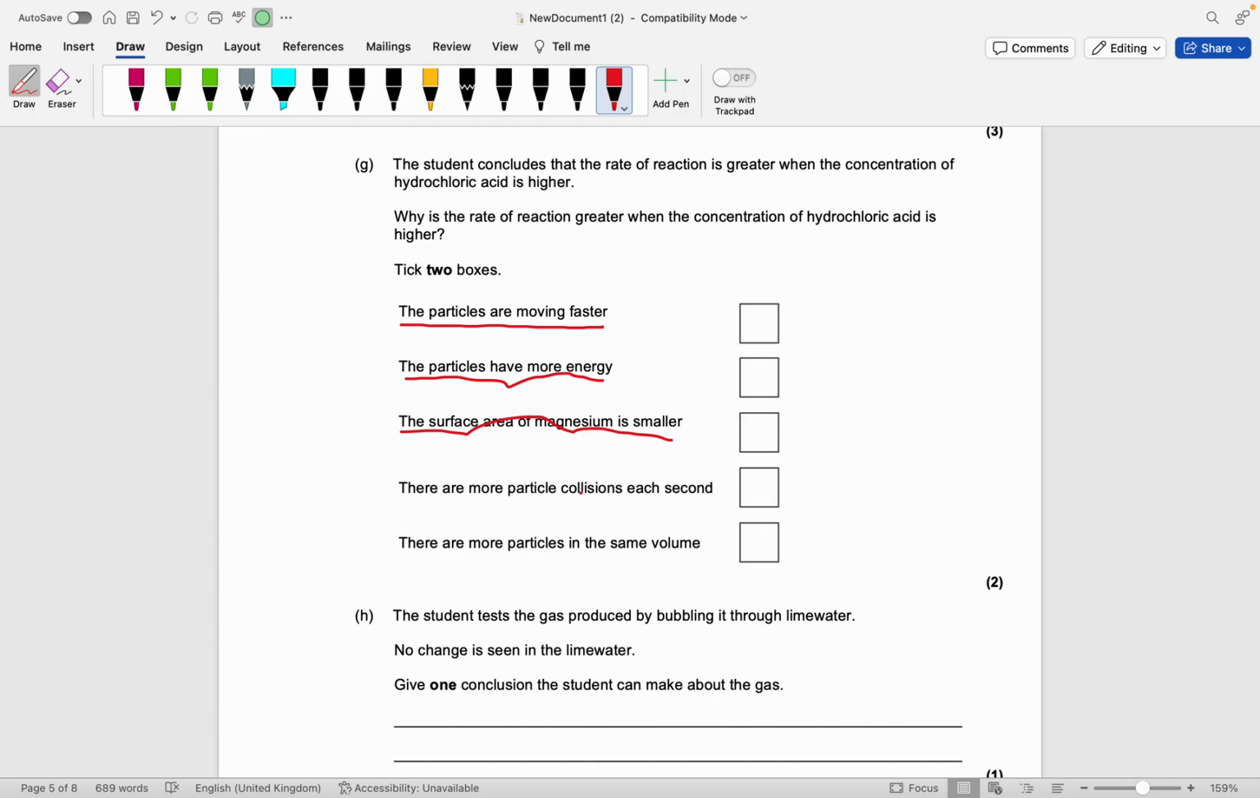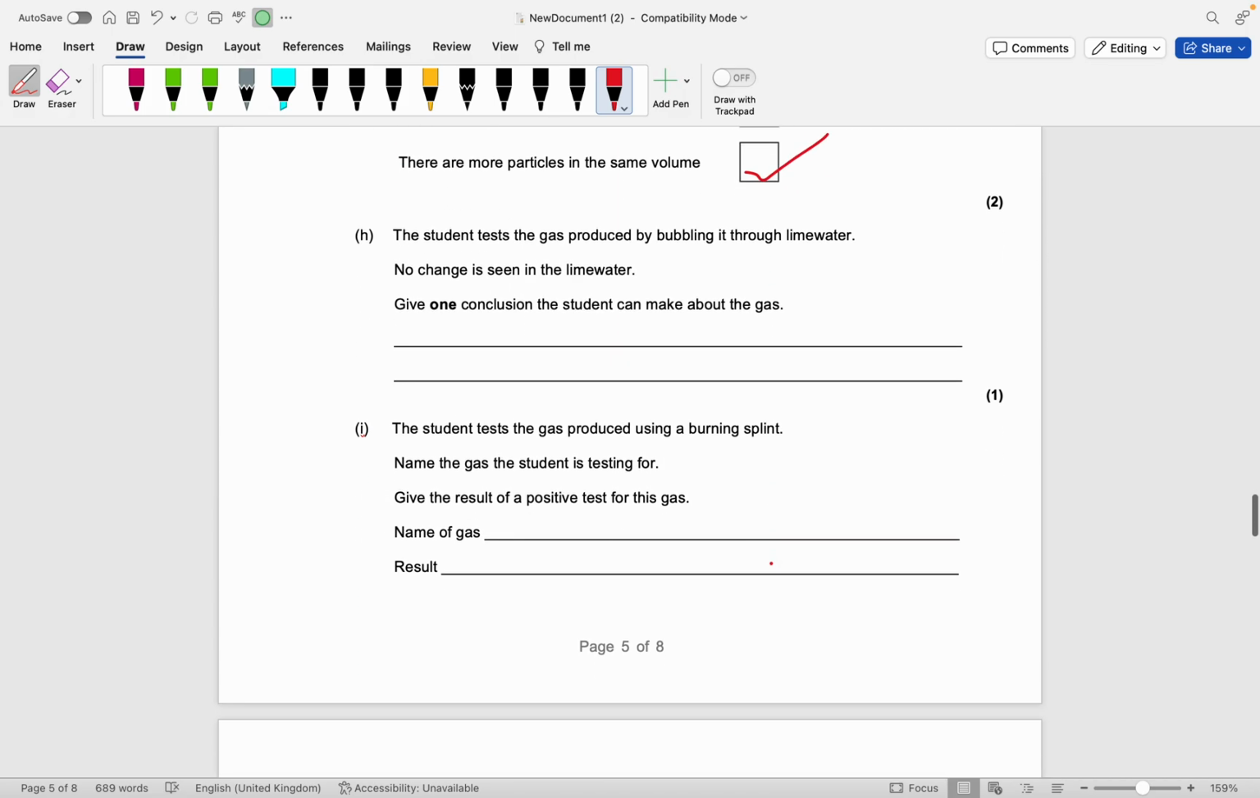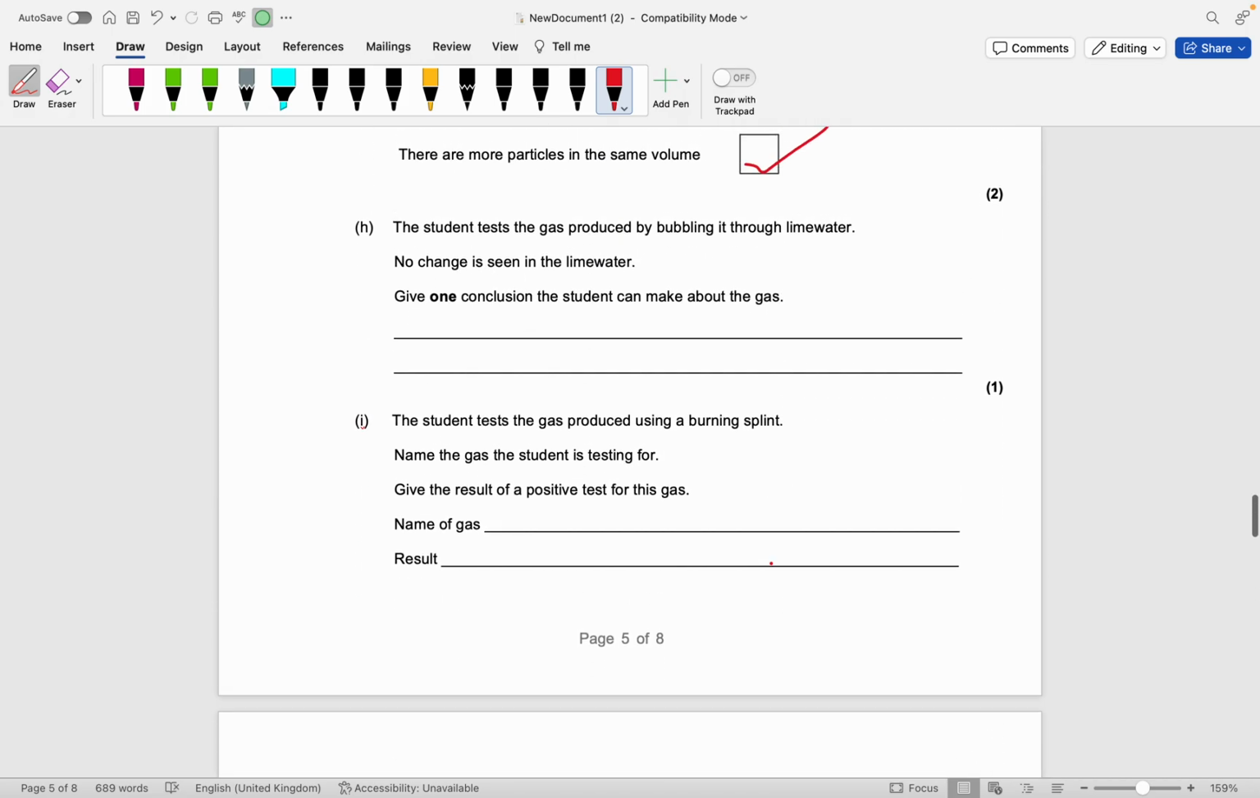There are more particle collisions each second. Yes, there definitely are, because if there's more collisions each second, that means we've got a higher rate of reaction, because there are more particles in the same volume. So it's the two bottom boxes that we want to tick.